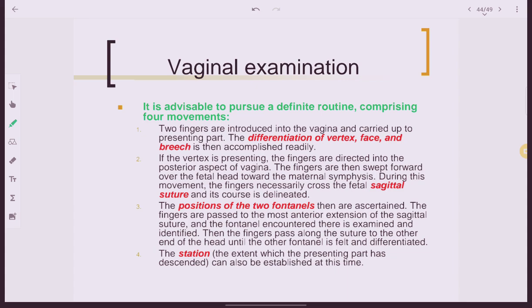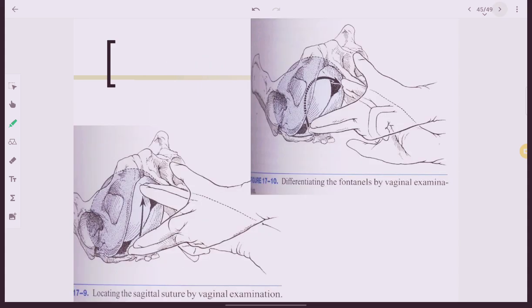Vaginal examination. It is advisable to pursue a definite routine comprising 4 movements. So, 2 fingers are introduced into the vagina and carried up to the presenting part. The differentiation of vertex, face and breech is then accomplished readily. If the vertex is the presenting part, the fingers are directed into the posterior aspect of the vagina. The positions of the two fontanelles then are ascertained. The fingers are passed to the most anterior extension of the sagittal suture, and the fontanelle encountered there is examined and identified. The station, the extent to which the presenting part has descended, can also be established at this time.